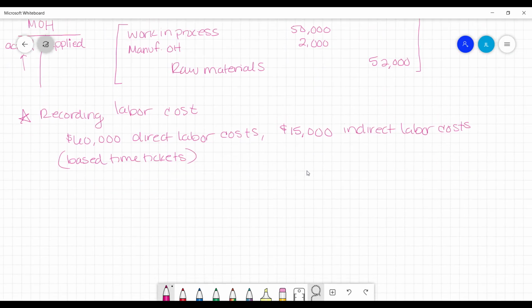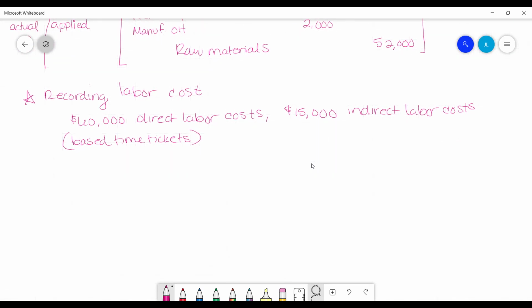These are actual figures. Remember that work in process is an account that is made up of the direct materials, the direct labor, and the manufacturing overhead applied to a job. So all of those things are thrown into work in process. So the $60,000 of direct labor cost will need to be put into my work in process account. But the $15,000 indirect labor, remember indirect labor is considered to be part of manufacturing overhead, so that would need to go into the manufacturing overhead account. And again, these aren't estimates, they are actually based on real information. We actually know for a fact that we spent $75,000 on labor.